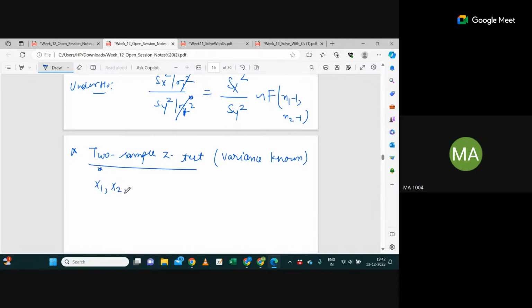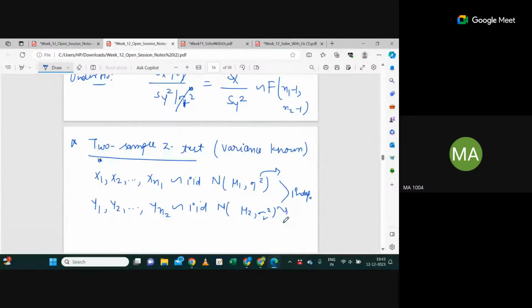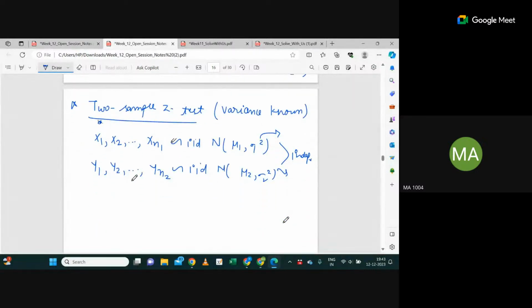Now, I will proceed. Let me go with the basic thing. Say X1, X2, up to Xn1, I have IID normal with mean mu1 and variance sigma 1 squared. And Y1, Y2, and so on, I have another sample, IID normal mu2 comma sigma 2 squared. These two are independent samples from each other. Now the variances are known to us. This is given to me, this is given to me. So the Z test we are using for the mean.